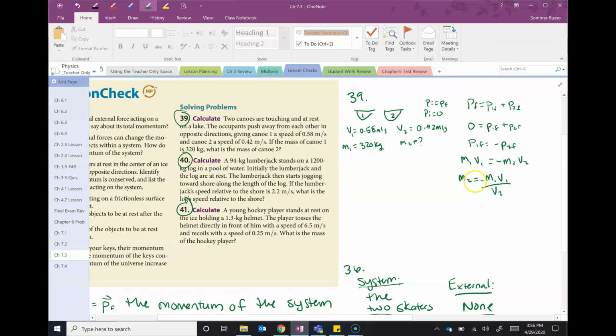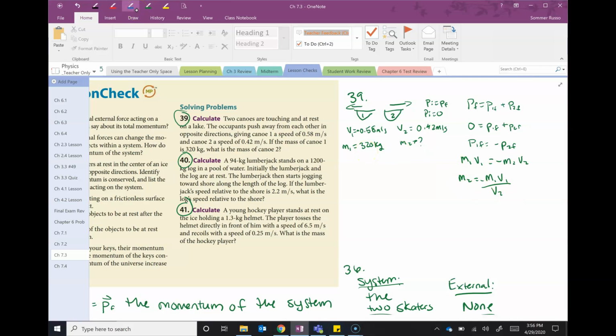You may notice there's a negative sign here, and masses can't be negative. That means we're missing something from up here. We do know that our canoes are going to move in opposite directions. So this canoe is going to move this way, and this canoe is going to move this way when they push apart. If we keep traditional directions as positive, then this velocity will be positive, and this velocity here will be negative. That takes care of all of our signs.